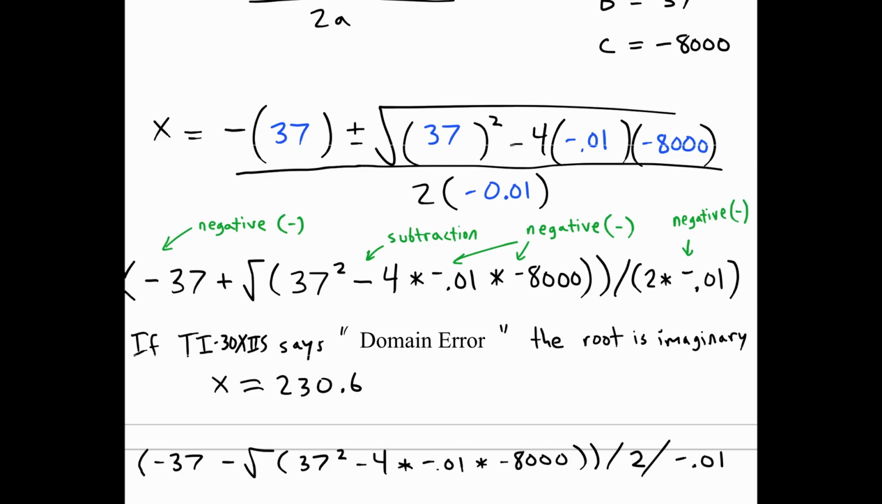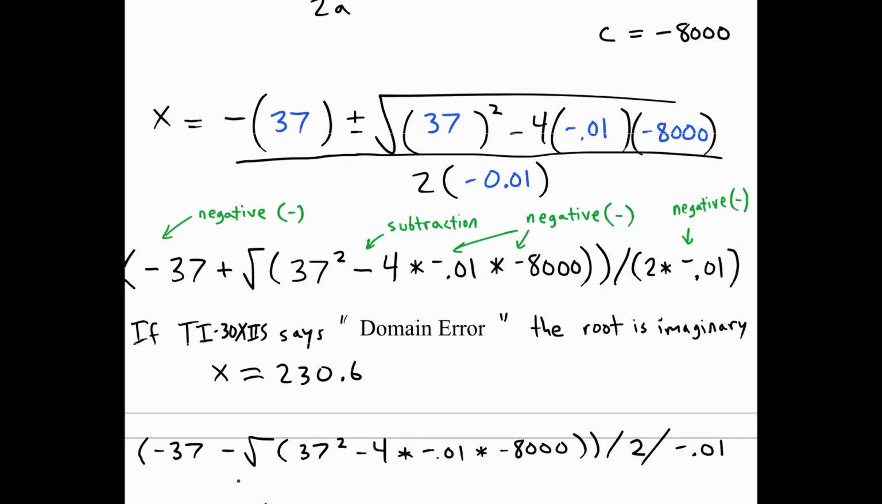You could also just go back into your history on the calculator and quickly change the plus here to a minus. That's the easiest way to get the second root. Okay, so for that, I'm getting x is equal to 3,469.4. So those are going to be our two roots.